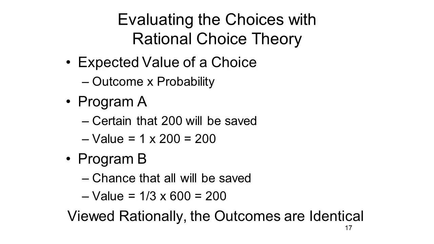Remember how we're supposed to evaluate choices according to rational choice theory. The expected value of a choice is equal to the expected outcome of the choice times the probability attached to that outcome. Accordingly, the expected value of program A, where it is certain that 200 lives will be saved, is 200 times 1, or 200. And the expected value of program B, where there's a chance that all 600 lives will be saved, is 600 times 1/3, or 200. So viewed from the perspective of rational choice theory, the expected outcomes of the two choices are precisely identical.